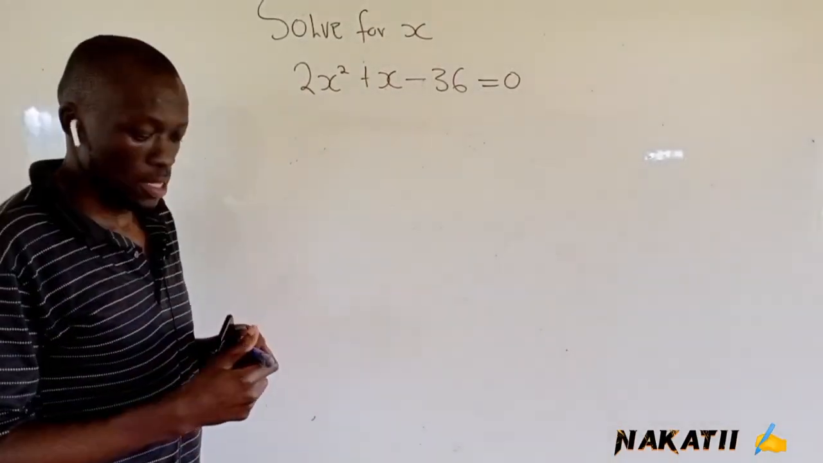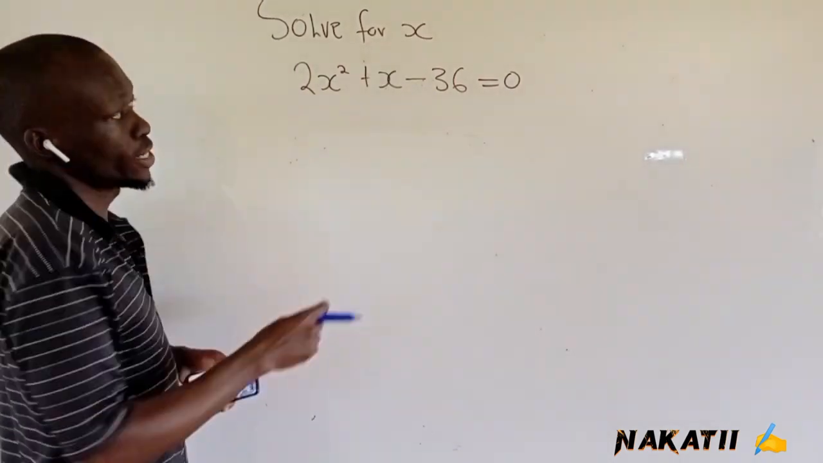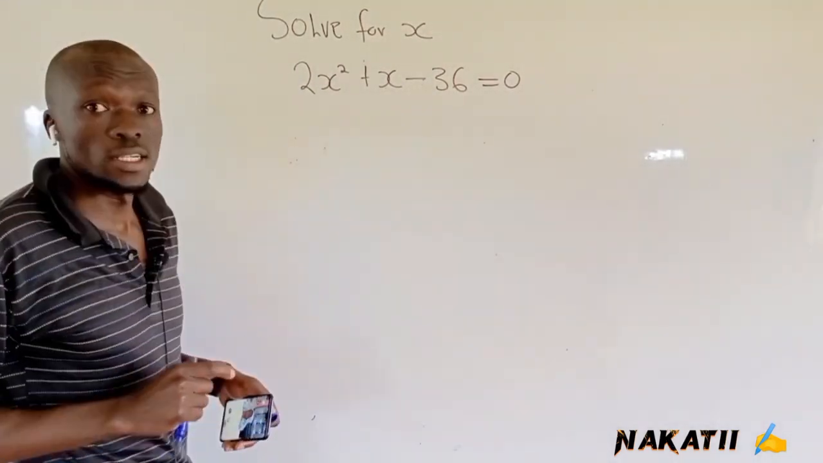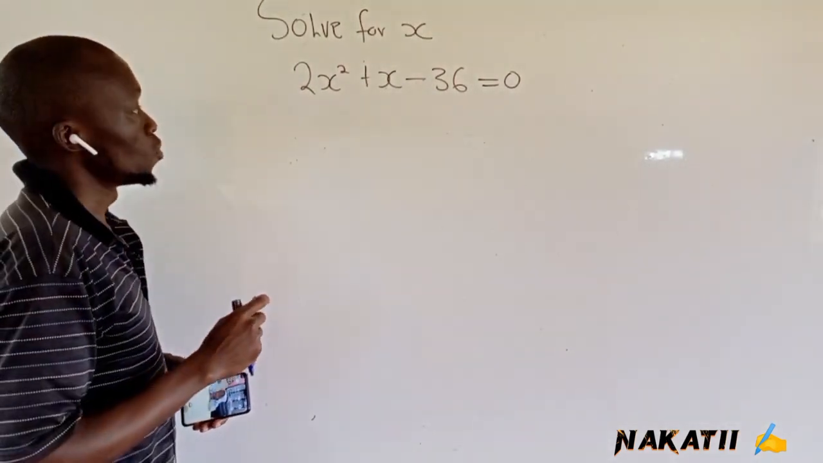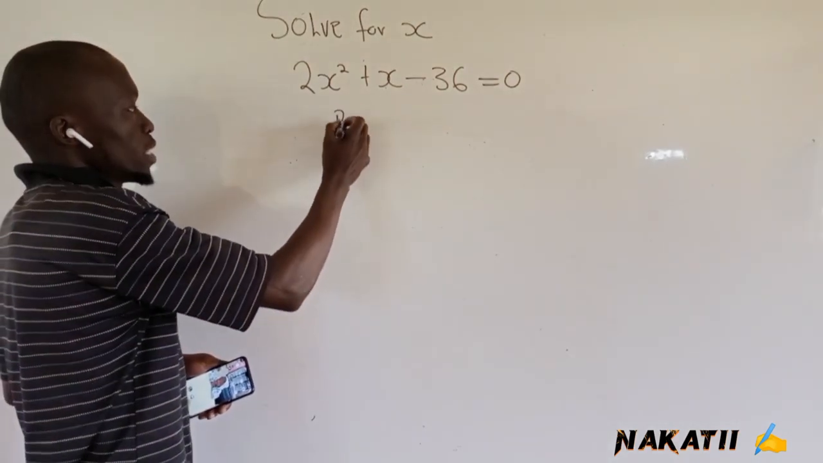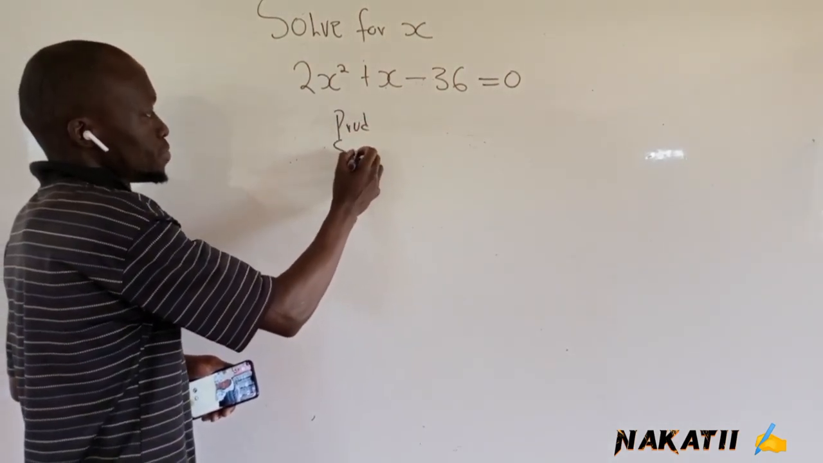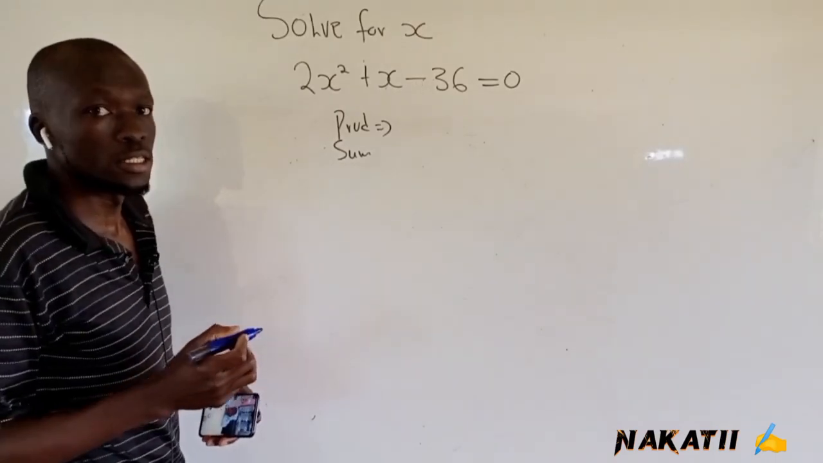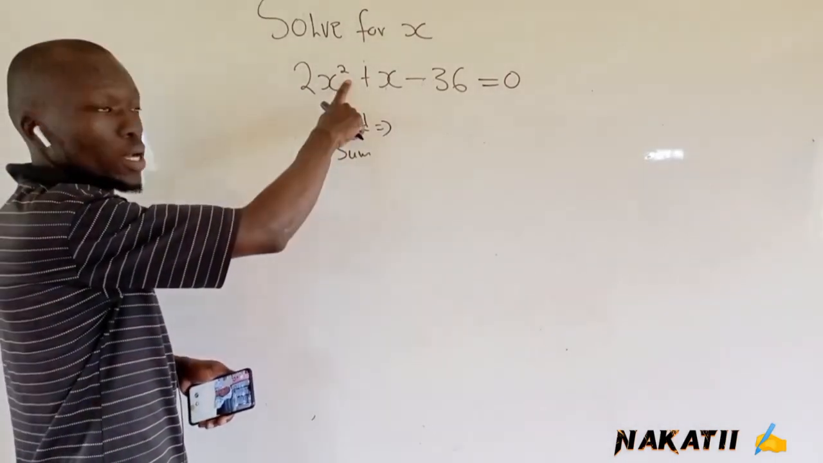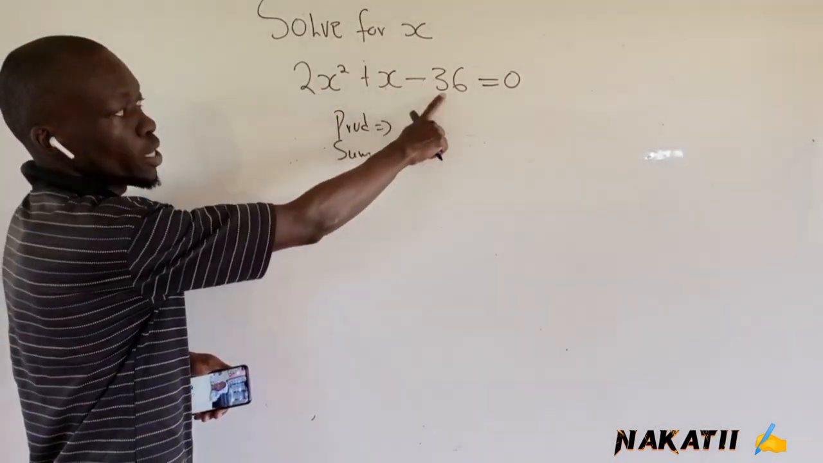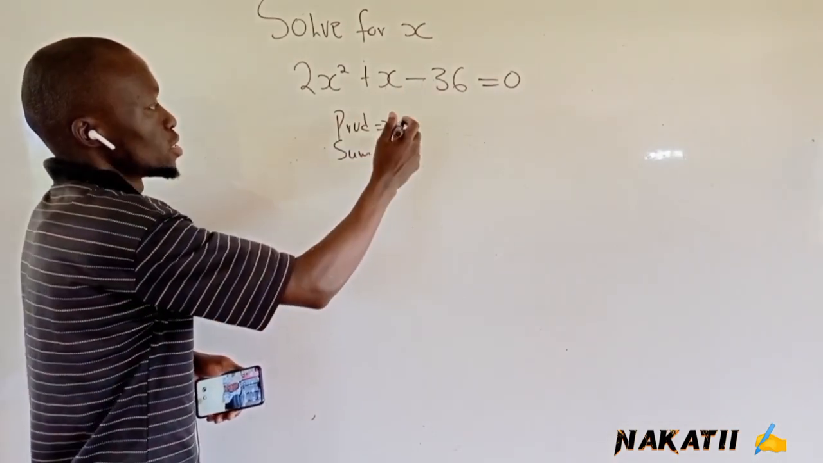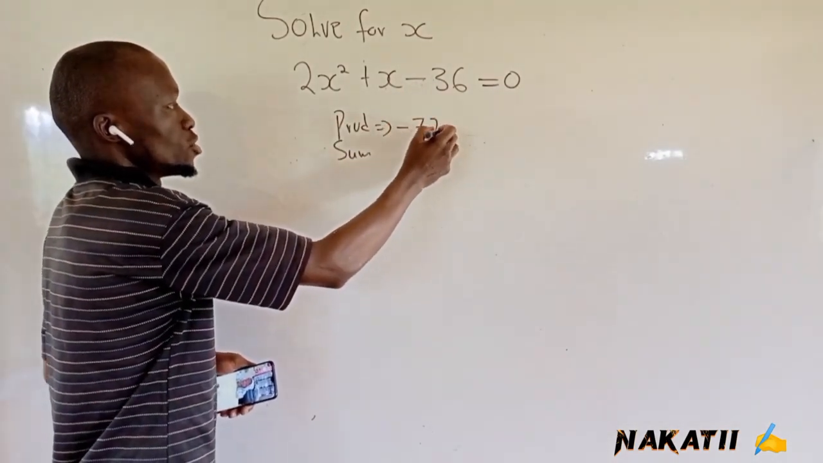We have a question here with us. We've been told to solve for x in this quadratic equation. What we do, we find product and sum. Product is simply taking the coefficient of x squared, which is 2, you multiply by negative 36. That one you get is negative 72.